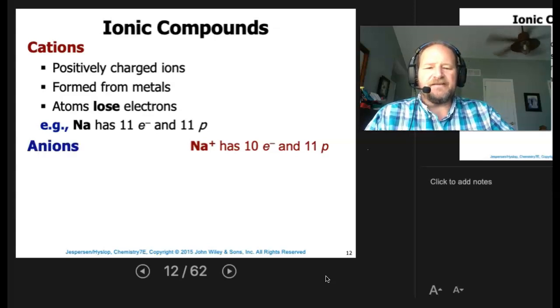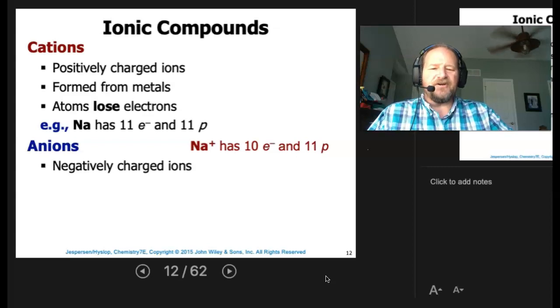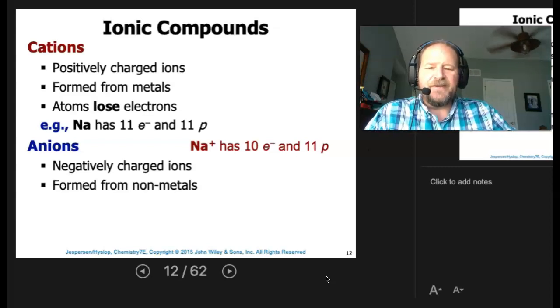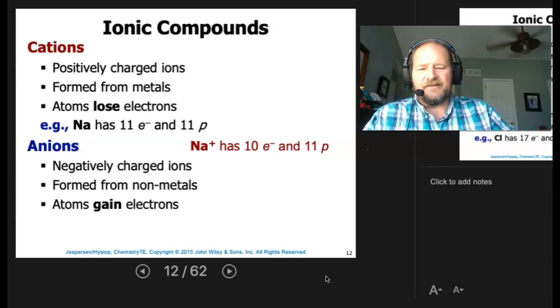Now for anions, it's just the opposite, right? We have negatively charged ions, which means we're going to be gaining electrons, and it's only going to be the nonmetals that gain the electrons.